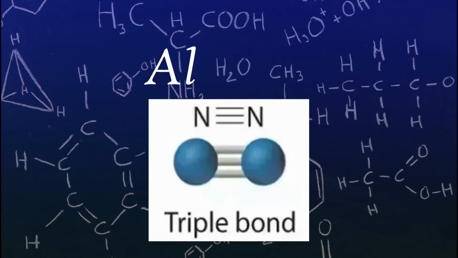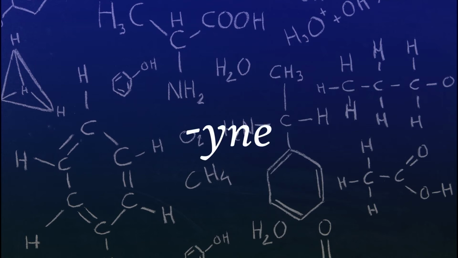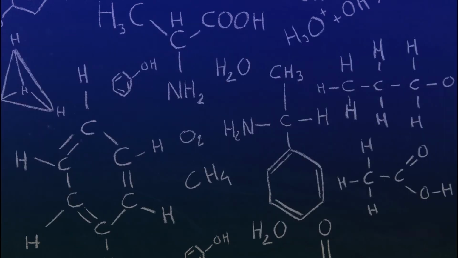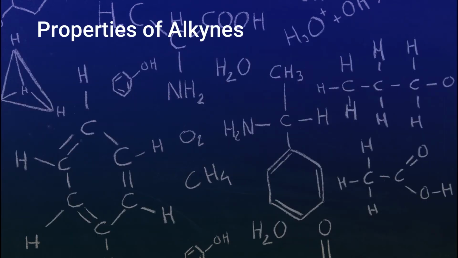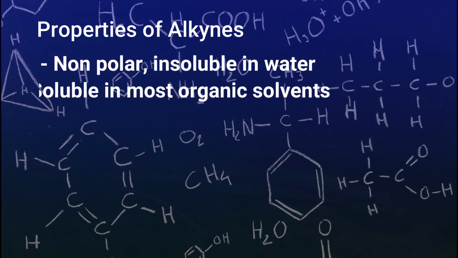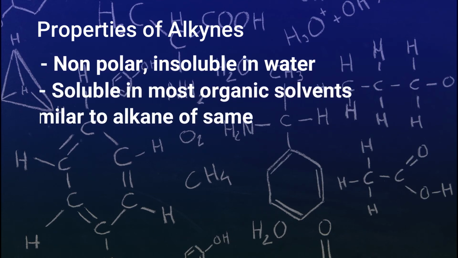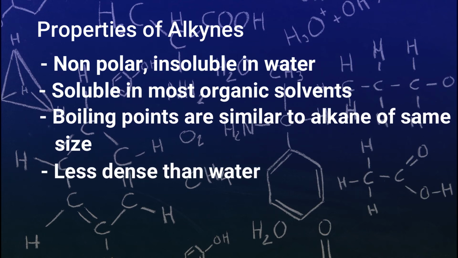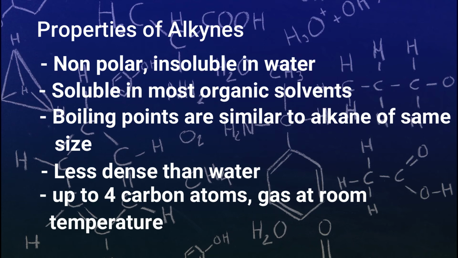Now we are going to discuss alkynes, which are hydrocarbons with triple bonds. The names are ethyne, propyne, butyne, pentyne, hexyne, octyne, nonyne, and decyne. The physical properties of alkynes are that they are nonpolar, insoluble in water, and soluble in most organic solvents. Boiling points are similar to alkanes of similar size. They are less dense than water, and up to 4 carbons they are gases at room temperature.